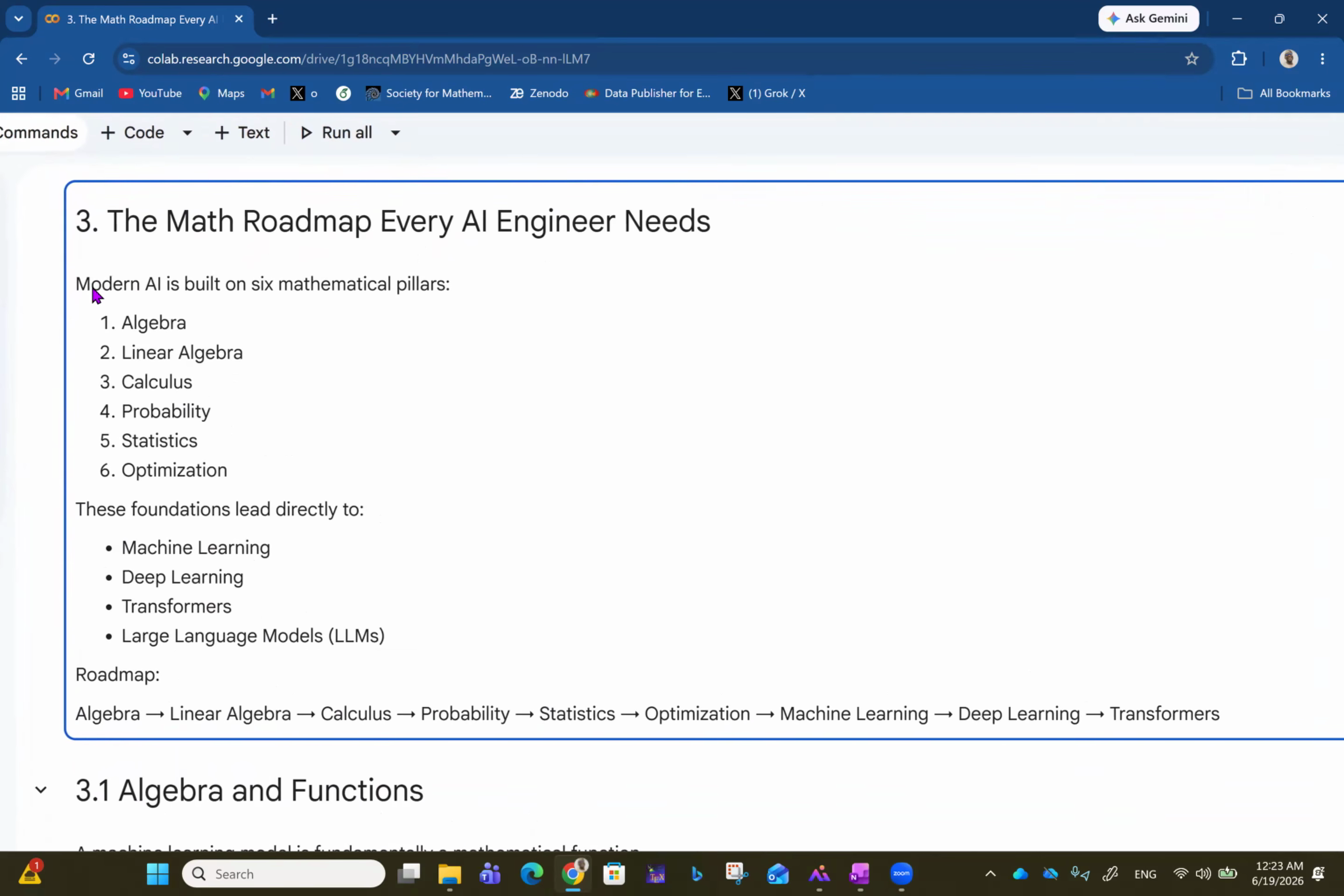Basically, modern AI is built on 6 mathematical pillars: algebra, linear algebra, calculus, probability, statistics, and optimization. These are like the 6 pillars on which modern AI rests. These foundations lead directly to machine learning, deep learning, transformers, and large language models.